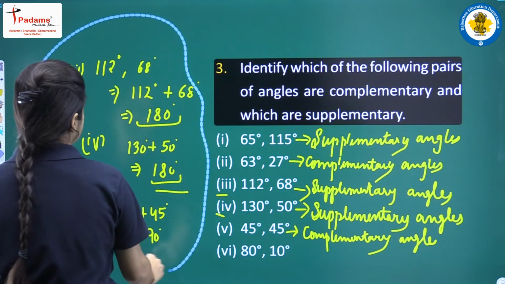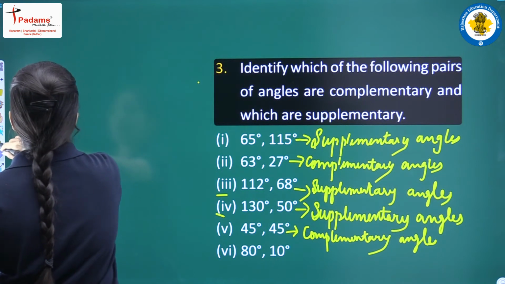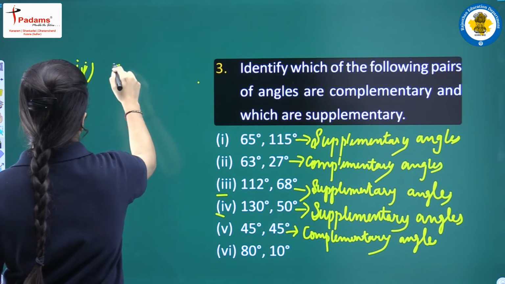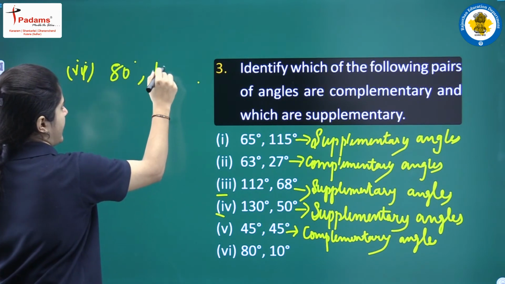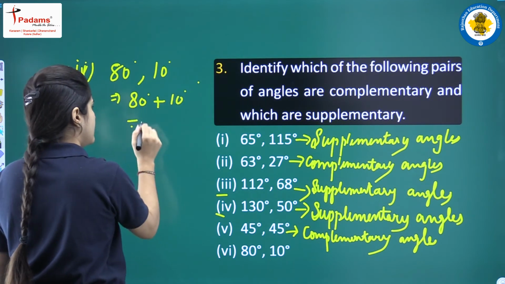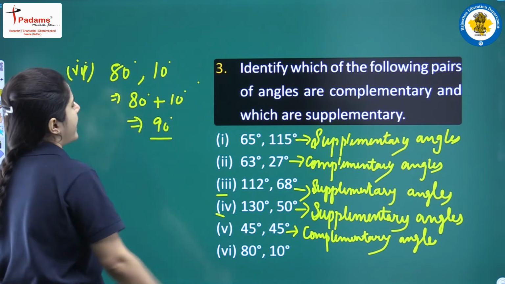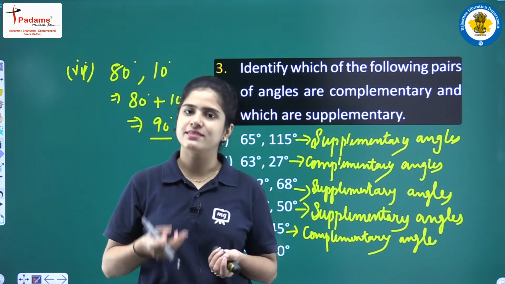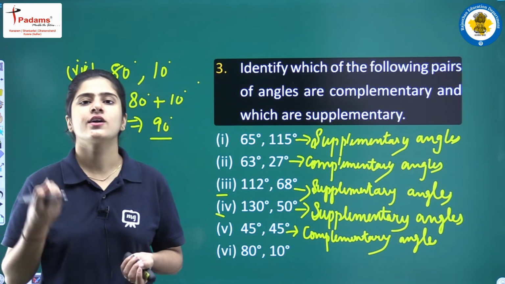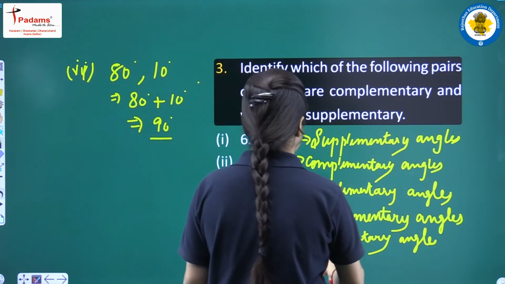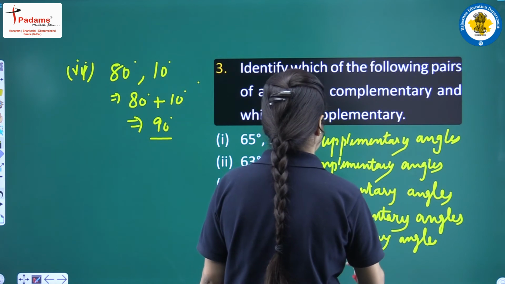Now looking at the sixth part students, what is the sixth part? The angles given are 80 degree and 10 degree. The sum of these two angles is equals to 90 degree, and when the sum of any two angles is equals to 90 degree, then it means that these two angles are complementary angles. Okay students, so what is this angle? This is the complementary angle.